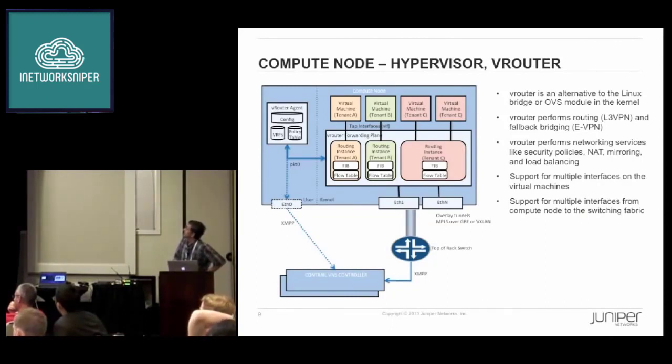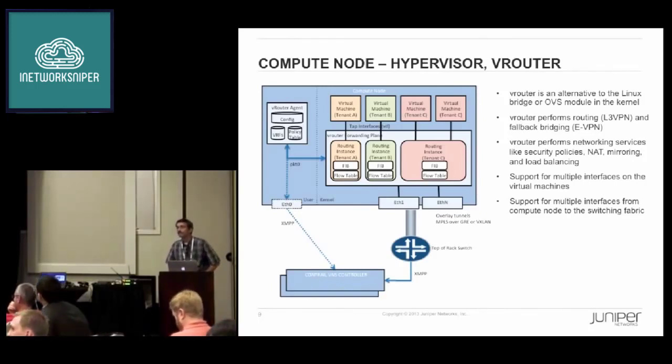So as I mentioned there, vRouter is an alternative to the Linux bridge or the OVS module in the kernel. An analogous question. I assume that IP tables isn't going to work as it normally does if you have the vRouter module installed?